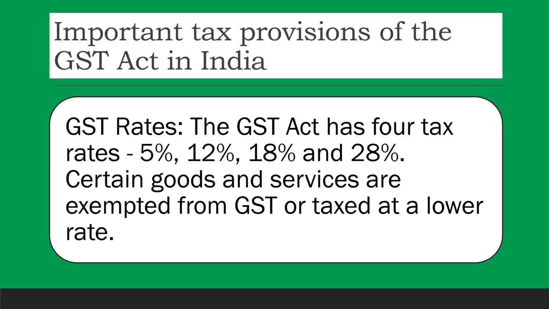Okay, the GST, I'll just read, don't worry. The GST Act has 4 tax rates: 5%, 12%, 18% and 28%. Of course, there are 2 more for gold and precious stones. These are the normal ones, okay.